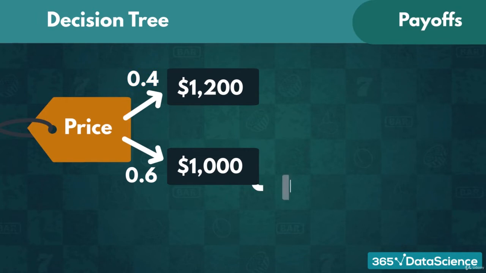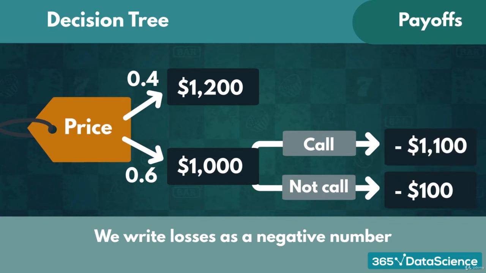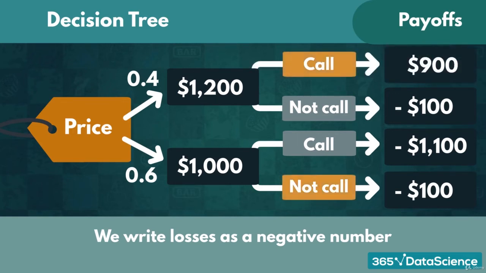As we already stated, we do not call the option if the price goes down. Therefore, we only lose the $100 premium we paid initially. When calculating expected payoffs, we write losses as negative numbers, so the value associated with this scenario is minus $100. Now, if the price increases, we are going to spend $11,000 instead of $12,000, so we save $1,000. However, we already paid $100 for the premium, so our actual profit becomes $900.